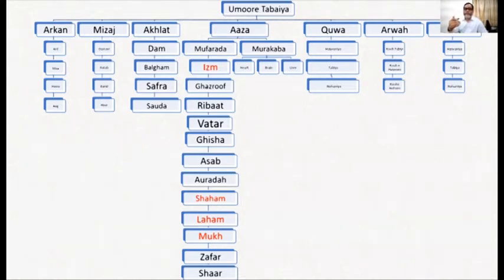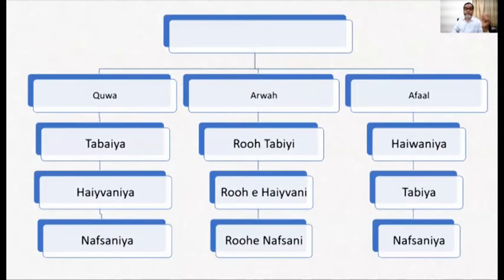And like Ghazroof, Rabat, Battar, Ghisha, Asab, and the highlighted point, Shaham is something like fat, and Laham is the muscle. Mukh stands for the bone marrow. Somewhere, the Unani physicians' insight was very appreciable, though they did not have the resources to deeply understand the cellular or humoral components of immunity, but they paid much importance to these organs. Today, we accept that these organs are the source of the components of immunity.